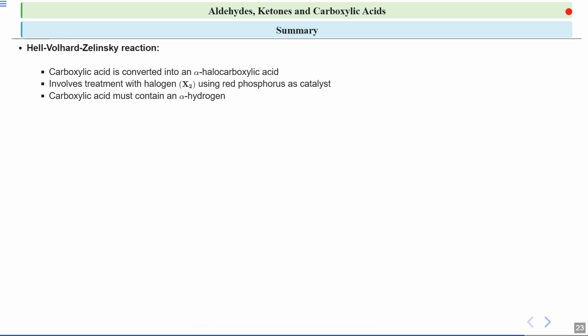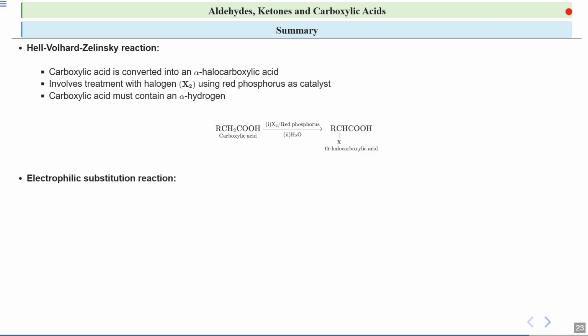It is important to note that this reaction only works if the carboxylic acid has at least one alpha hydrogen. That means the carbon next to the carboxyl group must have a hydrogen atom attached. Without this hydrogen, the halogen can't be added at the alpha position. So if you look at this reaction carefully, you have a carboxylic acid. When you react it with a halogen, X2, in the presence of red phosphorus, you get an alpha halocarboxylic acid. And this is the Hell-Volhard-Zelinsky reaction.